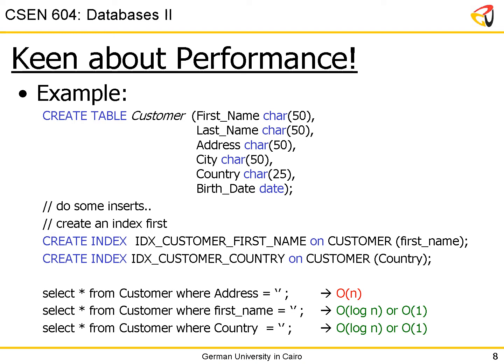How can I create one of those data structures? I use the statement create index. I will give the data structure name. In this case, I'm calling the first one IDX underscore customer underscore first name on customer, and between brackets the column I'm creating the data structure on.